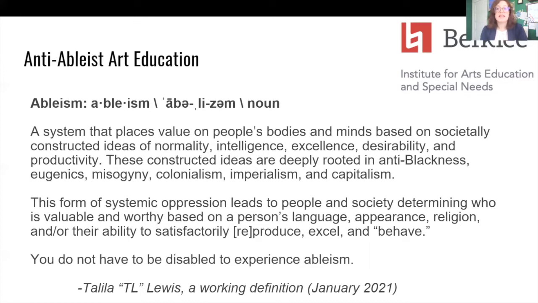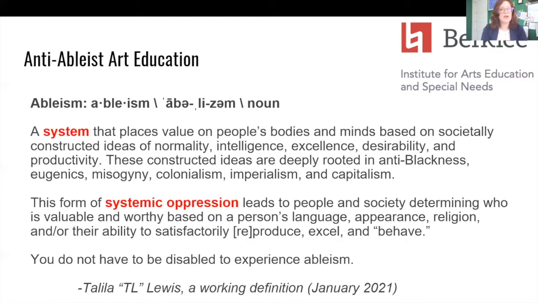I want to draw your attention to a few aspects of this definition that I think are important for education in the arts. First, ableism is an oppressive system. It's structural and it permeates every aspect of our society. Second, Lewis doesn't actually say disability. They talk about oppression that's based on bodies and minds that exist outside the range of a predetermined norm.